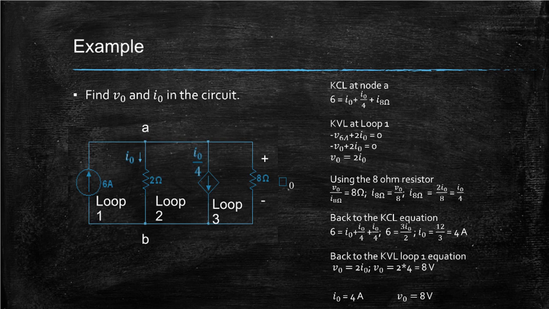We will use that on the 8 ohm resistor to find its current. After finding the current of the 8 ohm resistor, use it to find I0 with the KCL equation. Go back to the KVL equation and find V0 using I0. At the end, I0 equals 4 amps and V0 equals 8 volts.